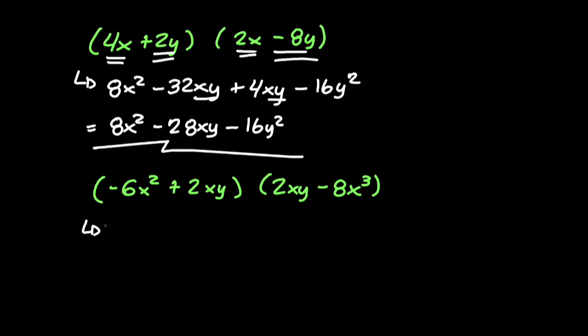Negative 6x squared plus 2xy multiplied by 2xy minus 8x cubed. So, multiply negative 6x squared by 2xy, which would be negative 12x cubed y. Multiply negative 6x squared by negative 8x cubed, which would be positive because negative multiplied by negative would be positive. So, 8 times 6 would be 48.